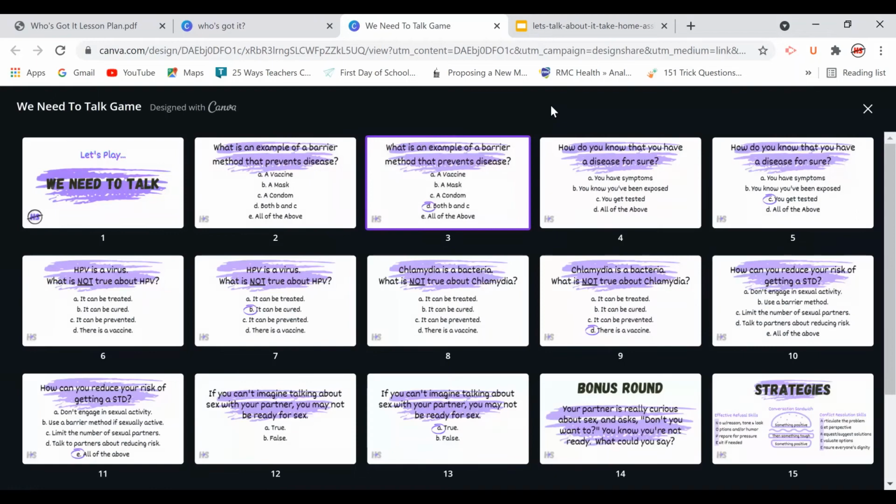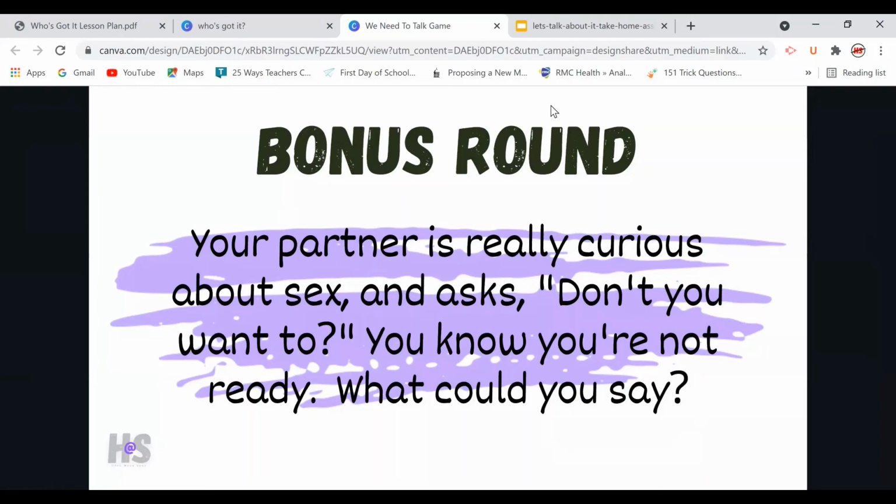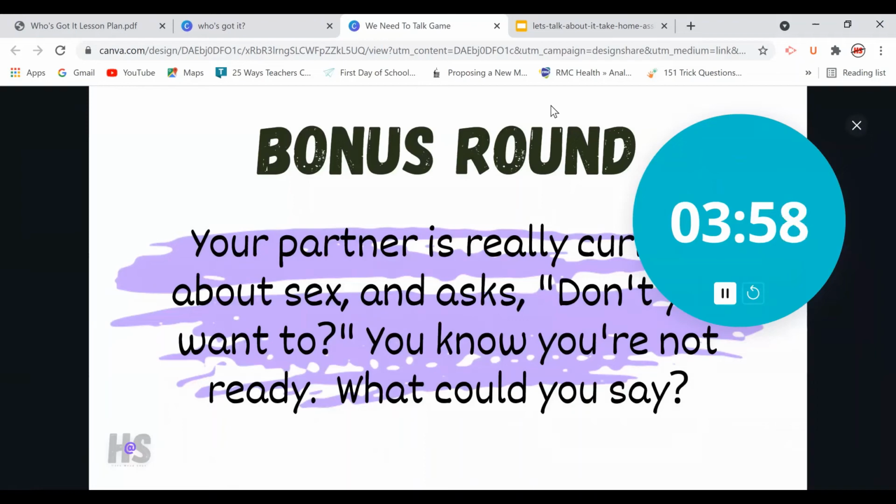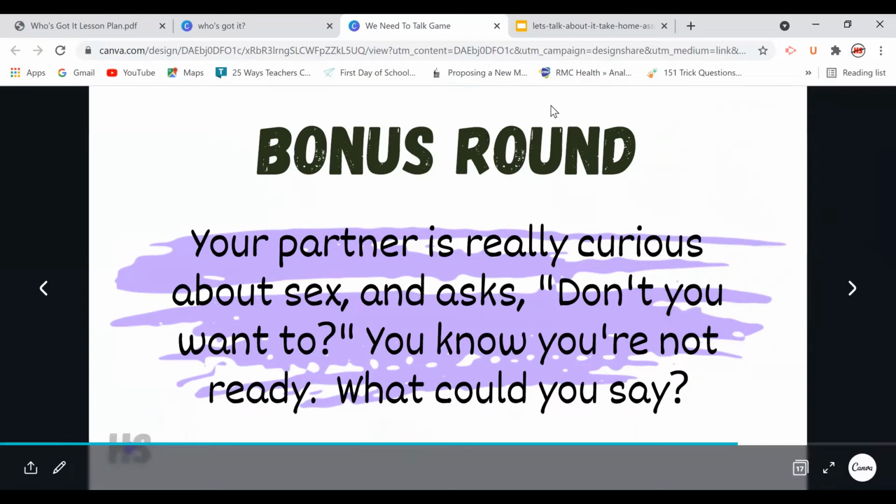In the bonus round, you create this scenario where your partner is really curious about sex and asks, "Don't you want to?" But you know you're not ready, so what could you say? Again, you're going to give the group some common think time to figure out what they actually say to a person who is pressuring them. And then at the end of that time, you're going to have them share their responses.